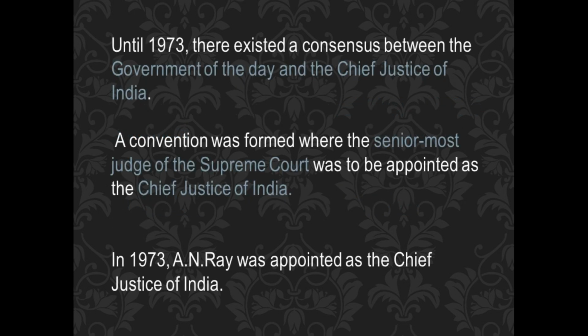The judges of the Supreme Court are appointed by the President under Article 124 of the Constitution. Until 1973, there existed a consensus between the government of the day and the Chief Justice of India. A convention was formed where the senior-most judge of the Supreme Court was to be appointed as the Chief Justice of India.